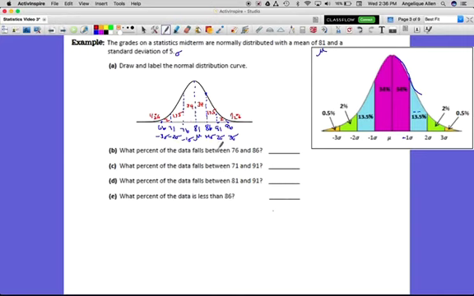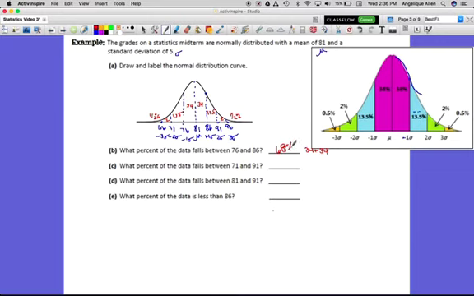So what percent of this data falls between 76 and 86? Well, that's here at minus 1 standard deviation, and plus 1 standard deviation is going to be 34 plus 34, or a total of 68%.